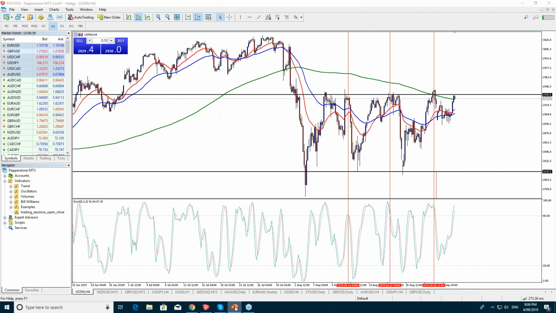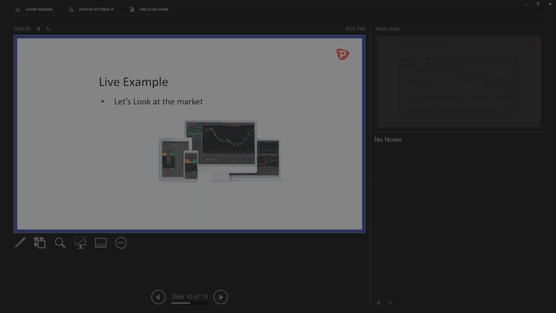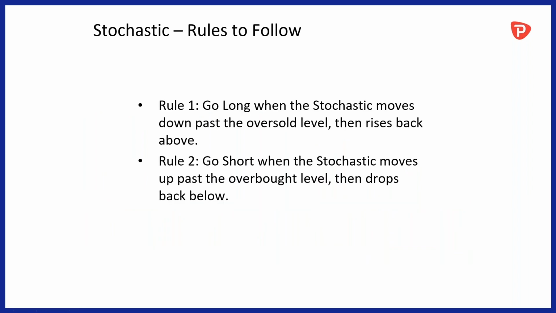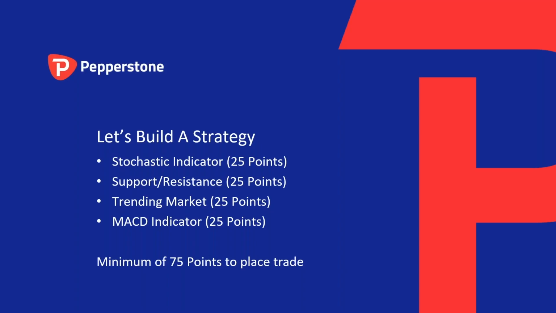All right, we'll jump back into the slides for a second here, Ty, because we do need to cover a little bit more content if possible. So here's the stochastic oscillator. We can see here overbought and oversold. We've got the K line and D line. Don't have too much time to go over all of that, but here are some basic rules. Go long when stochastic moves down past the oversold level, then rises back above, and go short when the stochastic moves up past the overbought level, then drops back below. That's definitely something you can do. Most people know stochastic, though, and there's heaps of information out there, so you can check that out.